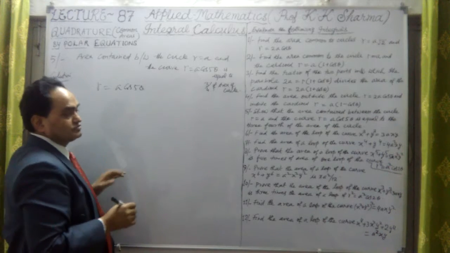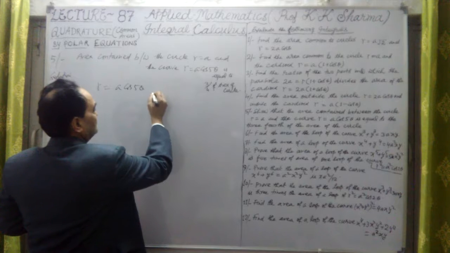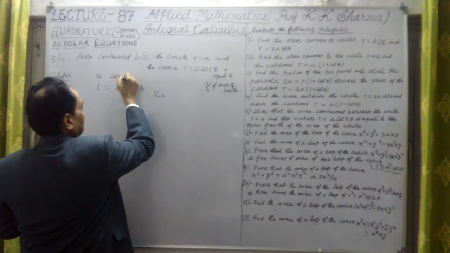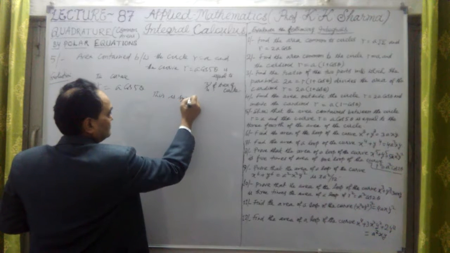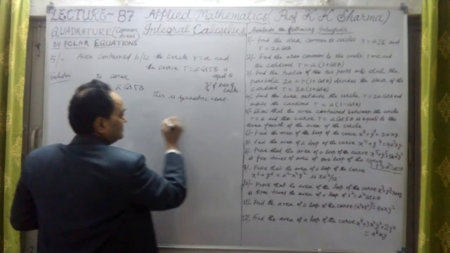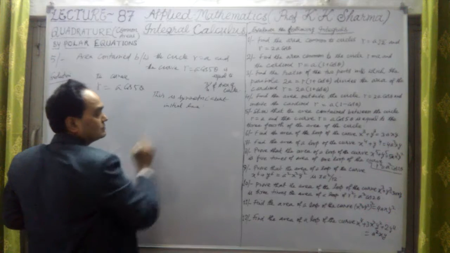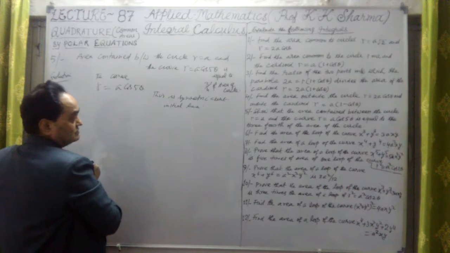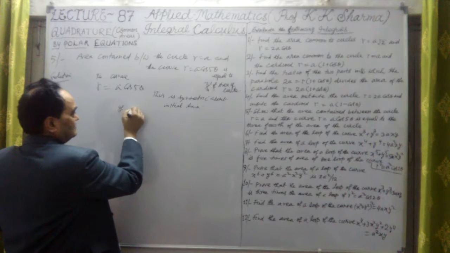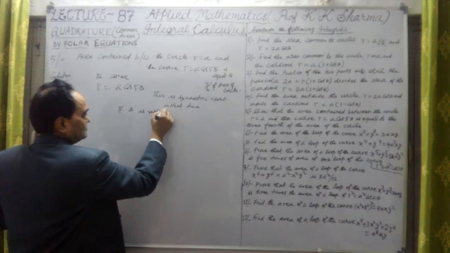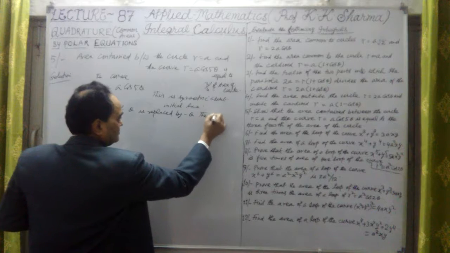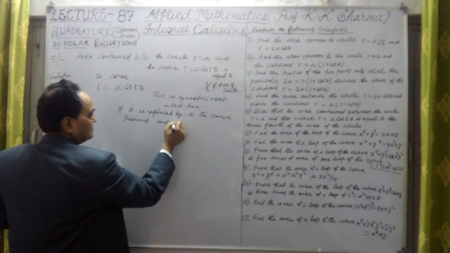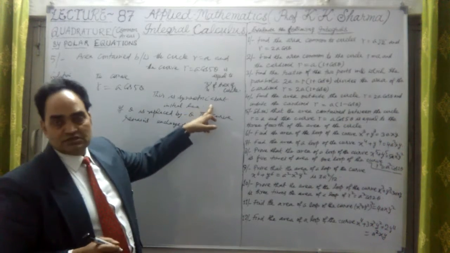This curve is symmetric about the initial line. One thing: if I replace theta by minus theta, there is no change in the equation of the curve. That is, if theta is replaced by minus theta, the curve remains unchanged. So this curve is symmetric about the initial line.